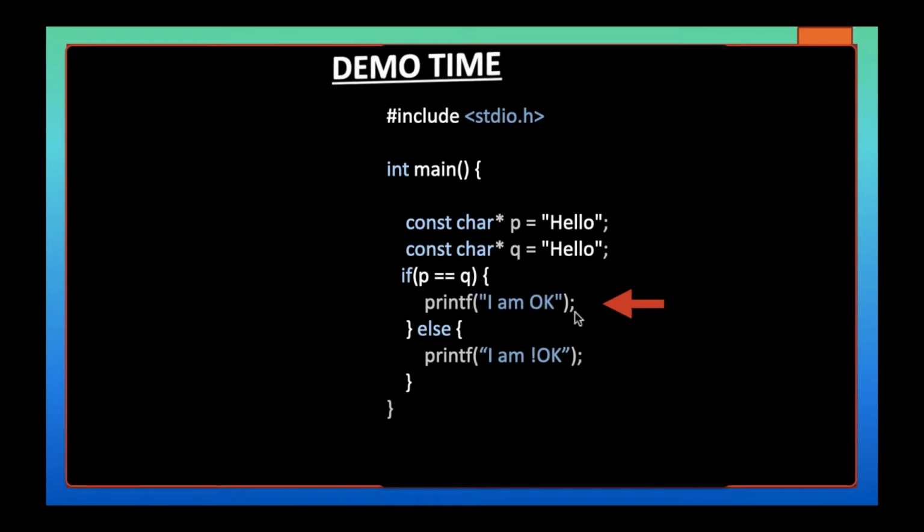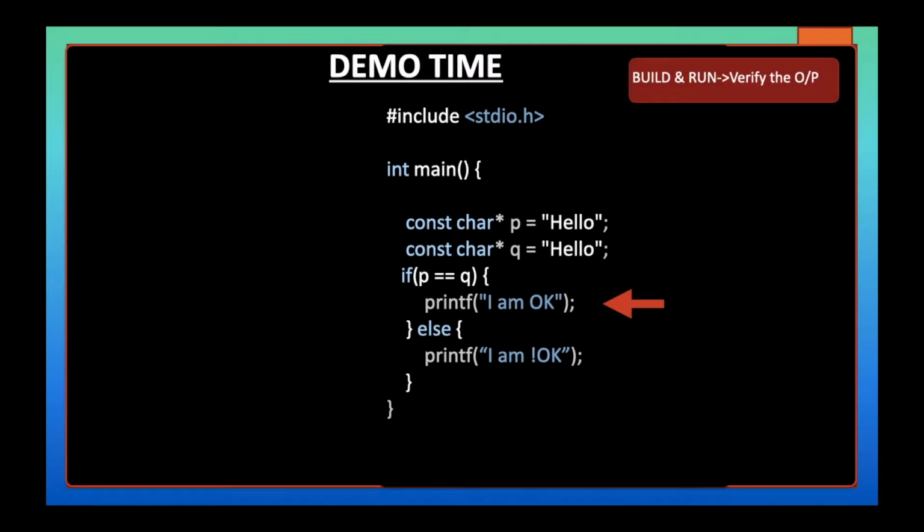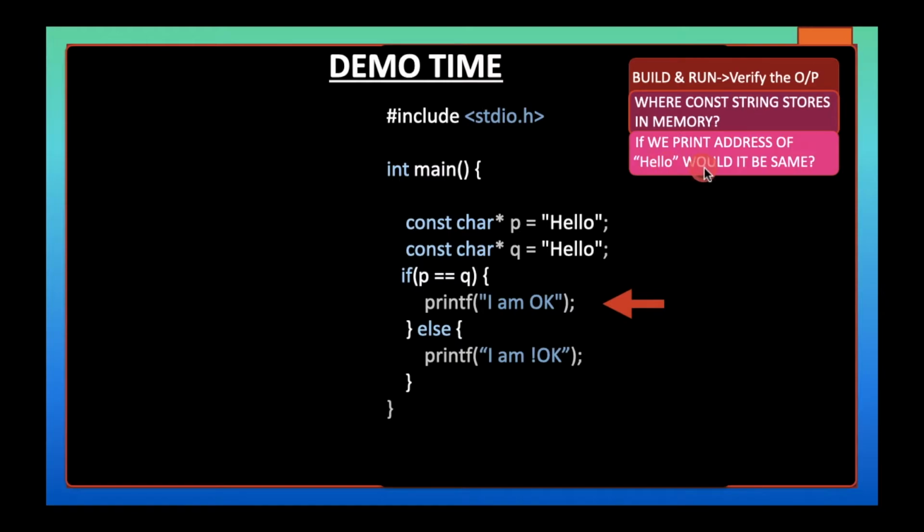Now let me show you how this program is working. Let's see the plan. First we will build, run and verify our program. Then we will see where the constant string is stored in memory. And after that we will see if we print the address of hello, would it be the same? That means P is storing the address of hello, Q is storing the address of hello, and inside printf we will intentionally print the address of the string hello. Here we will write printf percent p, then within double quotes hello. That we will see.